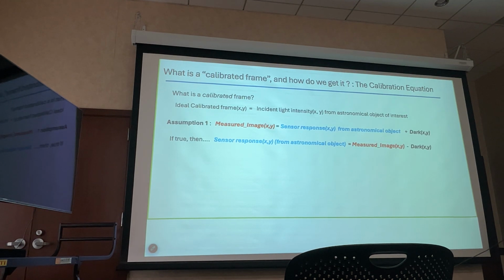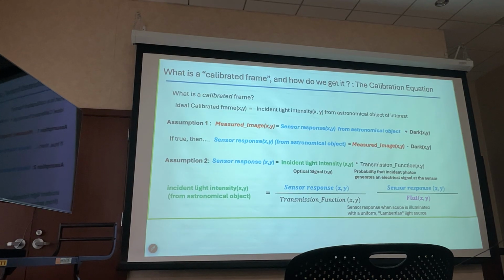There is an assumption that when we measure an image with our camera sensor, that is some response due to the astronomical object that we care about, plus some other stuff. The sensor has some response even in the dark, no matter what. So our first step in calibration is to say, if this is true, and what we actually care about is the sensor response from our astronomical object of interest, then we simply take our measured image and subtract off the dark response. It assumes that things are simply additive, but that's maybe not a bad assumption.